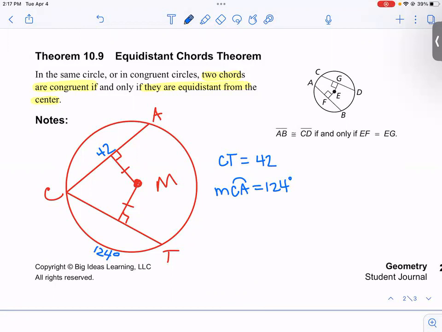Which would make the measure of arc AT what? No. Oh, wait, no, that's the wrong way. 360 minus 248. 112. 112? It'd be 112. Yes. 360 minus 124 minus 124. 112. Okay.